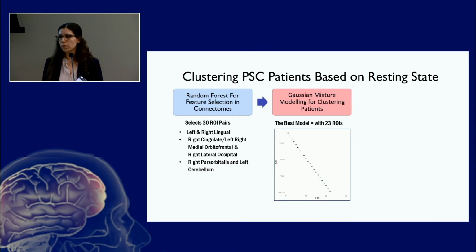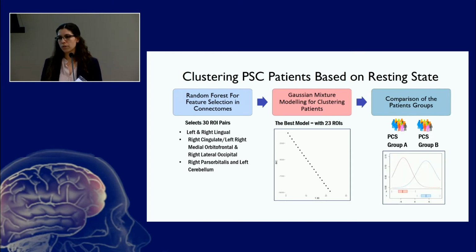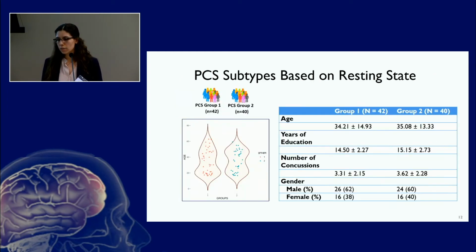We put those 30 regions into a Gaussian mixture model. The best fit of the model is the one with the 23 regions. Not super important, but it separates patients into two subtypes. And then we compare those subtypes. Okay, let's look at what they are.